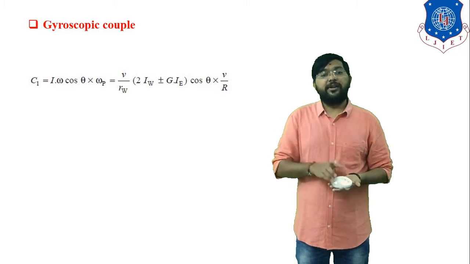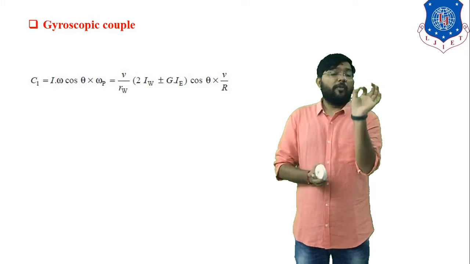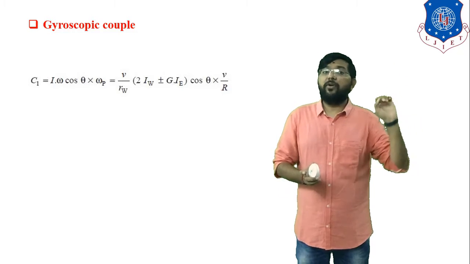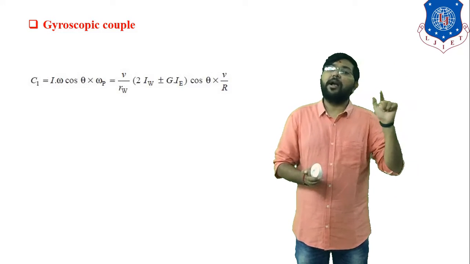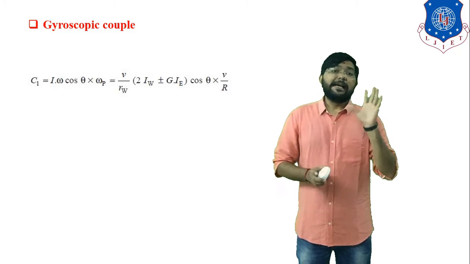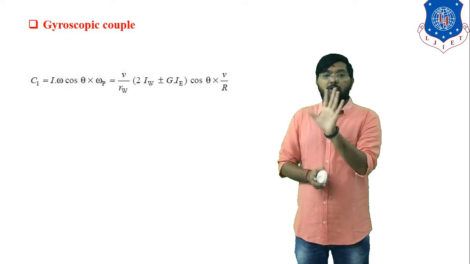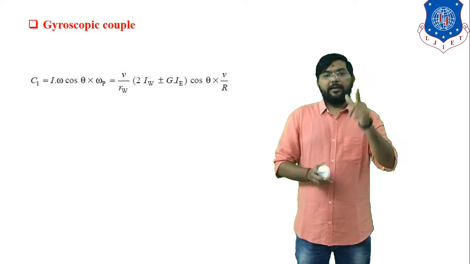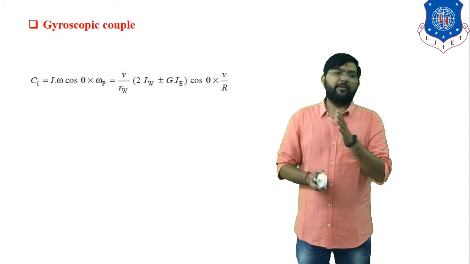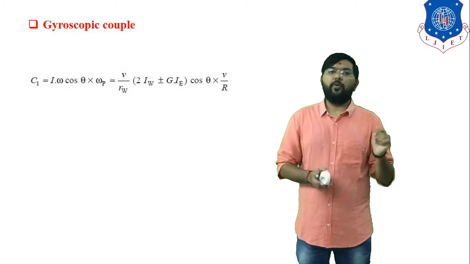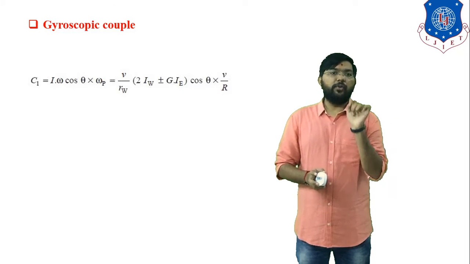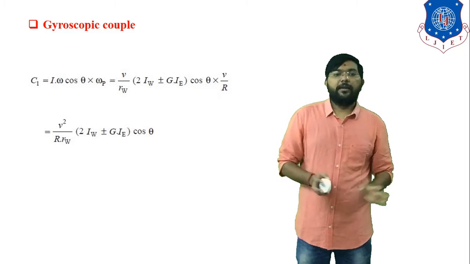So we have to consider the momentum. Momentum is I omega, but we have to consider the horizontal component of momentum, that is I omega cos theta. That's why the equation of the reactive gyroscopic couple is I omega omega p cos theta. Now put the value of omega and omega p over here, v upon r w in bracket, 2 times I w plus or minus G I E, cos theta into v by r.